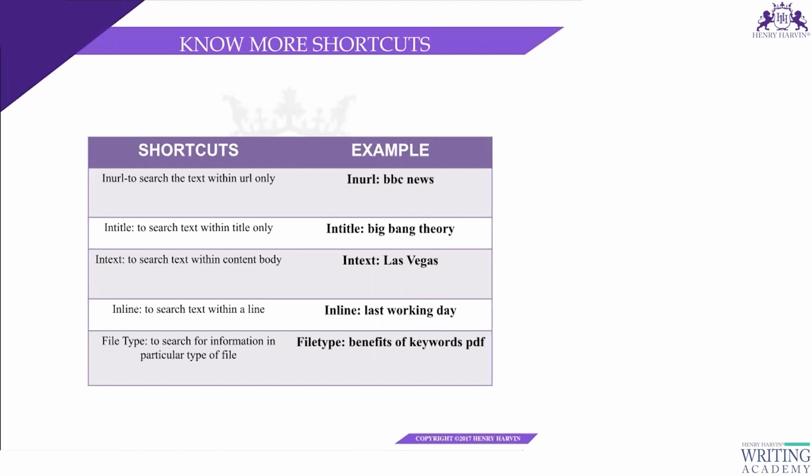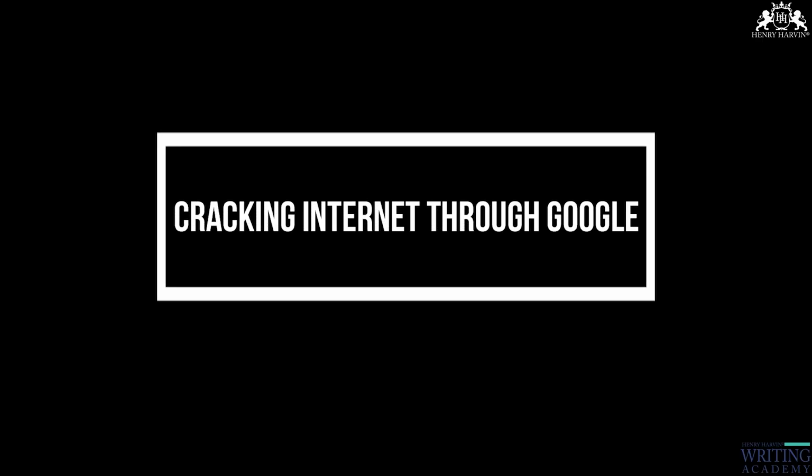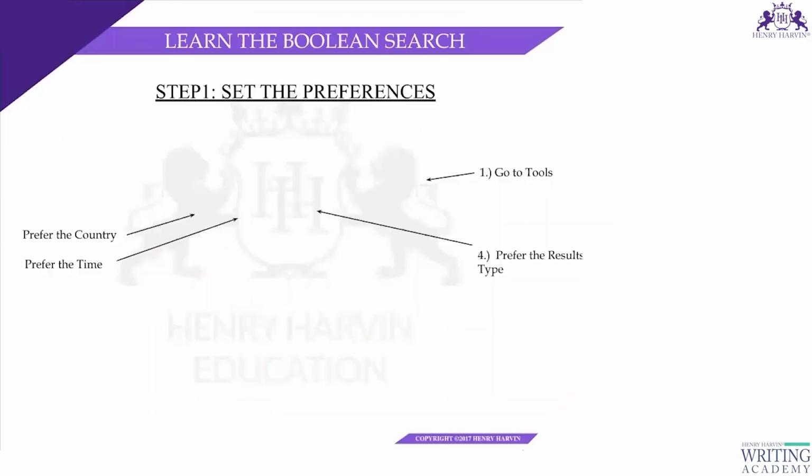Now let's go next and see what we have. We have Boolean search. These are some of the shortcuts for cracking the internet through Google. Now we are going to learn the Boolean search. All right, so now let's quickly pick it up on Google.